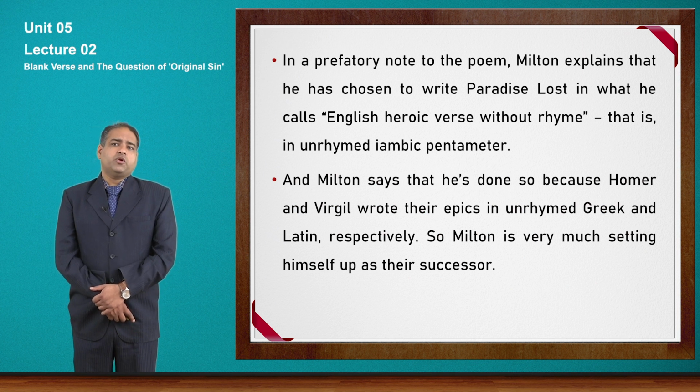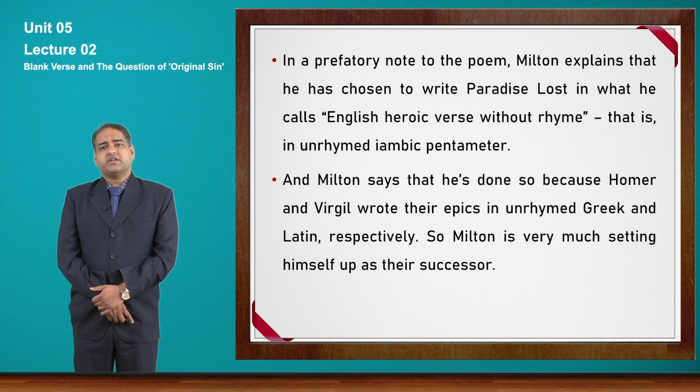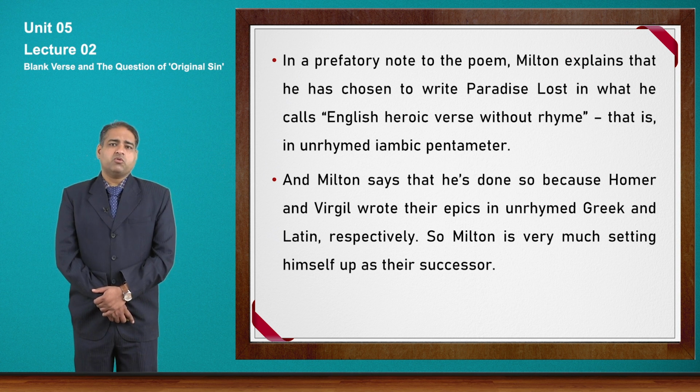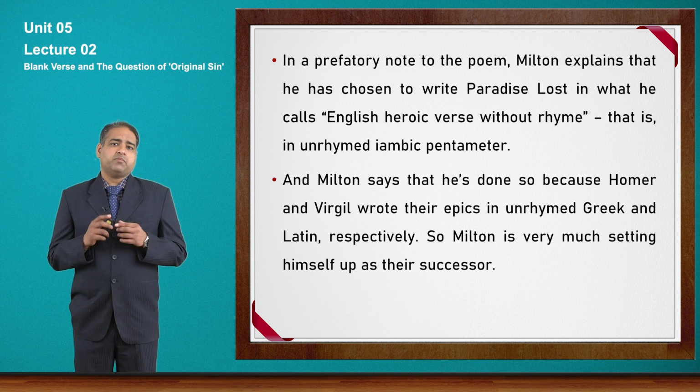In a prefatory note to the poem, Milton explains that he has chosen to write Paradise Lost in what he calls English heroic verse, without rhyme, that is in unrhymed iambic pentameter. Friends, Milton himself thought that he chose English heroic verse to write this poem. This heroic verse is without rhyme, and we can call it an unrhymed pattern of writing poetry in iambic pentameter.